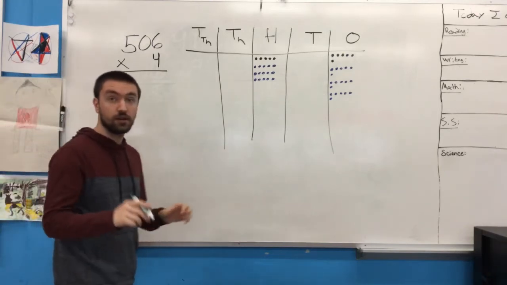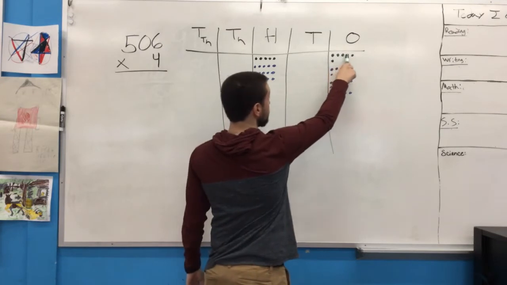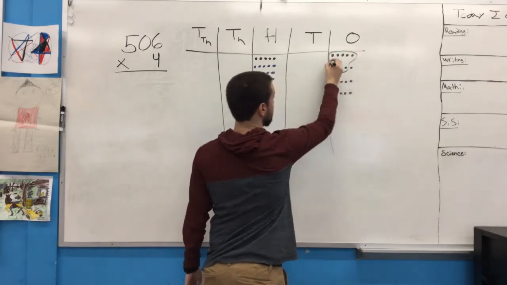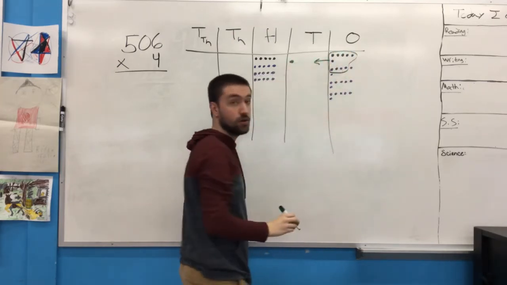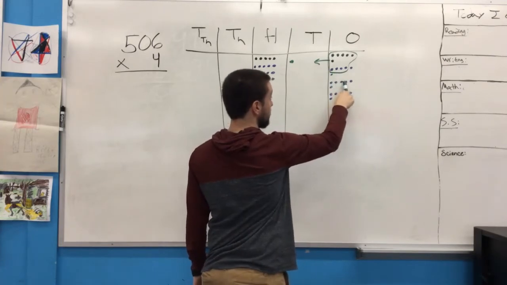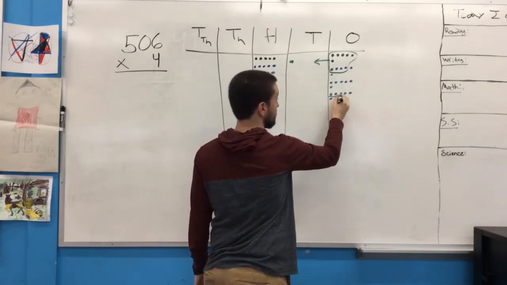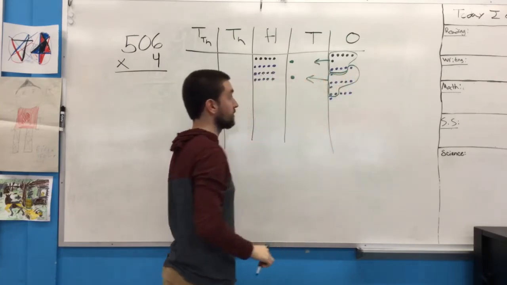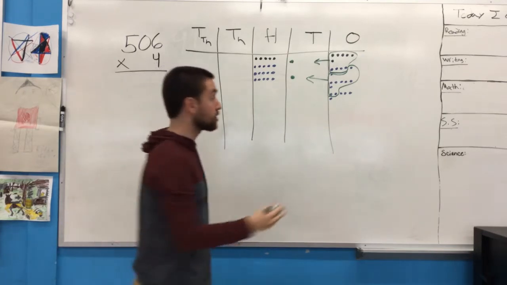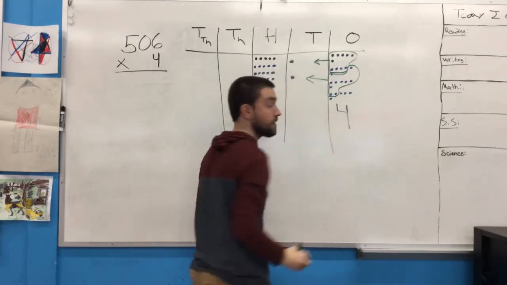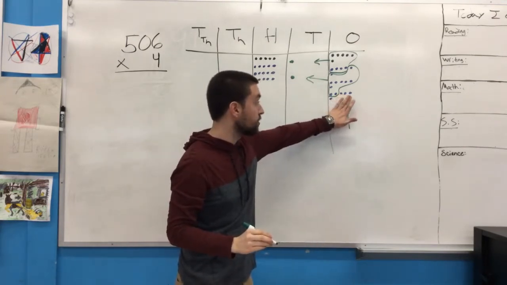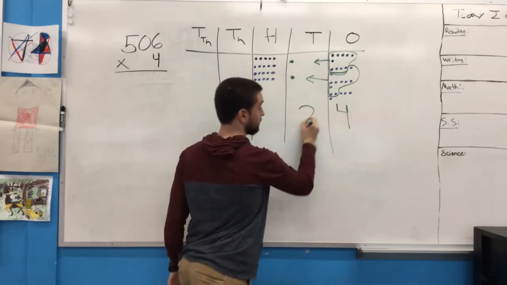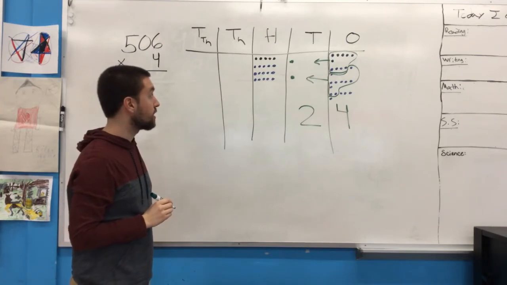So I'm going to start counting groups of 10. 1, 2, 3, 4, 5, 6, 7, 8, 9, 10. Okay, there's one group of 10. I'm going to count another 10. There's another 10. I'm left with 4. So I have 4 in my ones place. Now I have 2 in my tens place. So there's a 2 here.